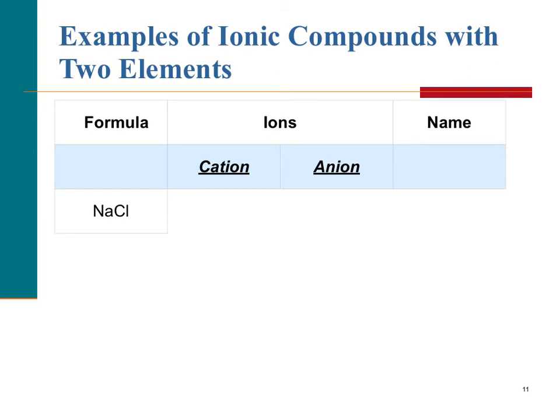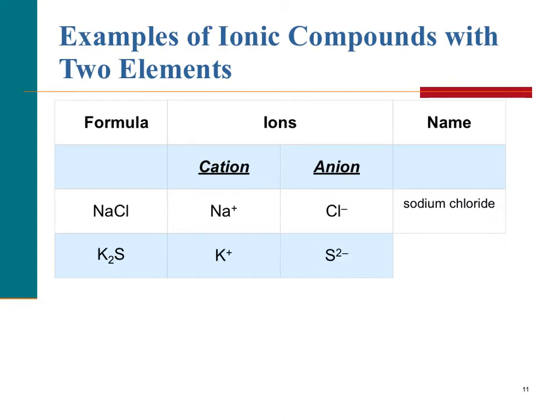Some more practice. So if I gave you NaCl and asked for the cation, you would write Na+. If I asked for the anion, Cl-, and then the name, sodium chloride. All right, now a couple for you to try. K2S. Decide what would be the cation, what would be the anion, and what would be the name. K+, S2-, and potassium sulfide.